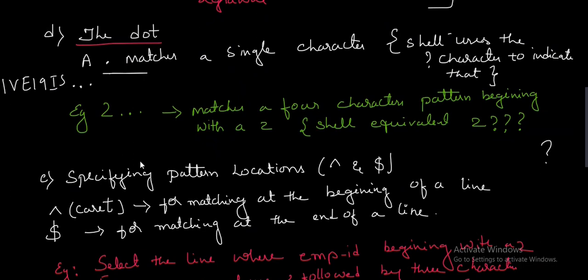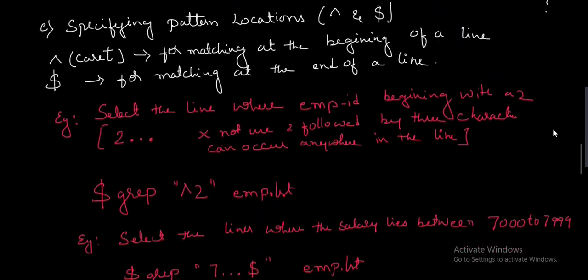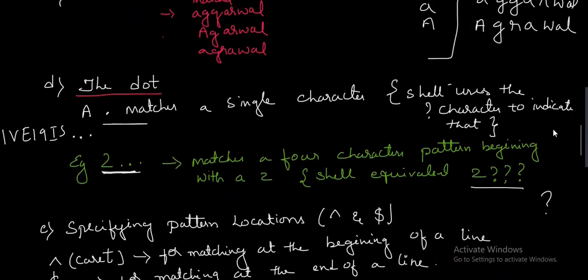Any doubts? Clear? Okay, now this is one more example. You can see the dots indicate the pattern: starting with 2 followed by any digit or any alphabet. It is going to match this particular pattern. You have to specify the pattern like this. It matches a 4 character pattern beginning with 2. In the case of the shell, that is in wildcards, how can you represent the same thing? Using 2 followed by 3 question marks, where each question mark indicates one character. So that is about the dot.